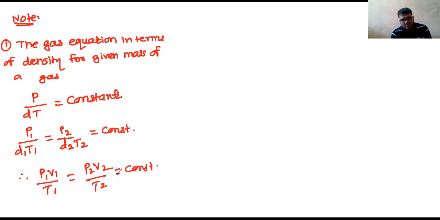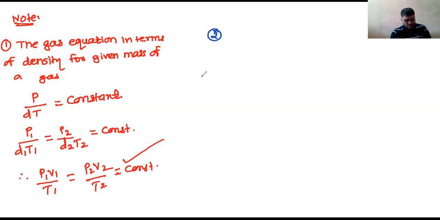You know this, PV is equal to nRT. If n and R are constant, then PV by T is always constant. Same from the beginning, this is only the ideal gas equation. So P1 V1 by T1 is equal to P2 V2 by T2 is equal to constant. From this we got this. Clear? Okay, so next note point.